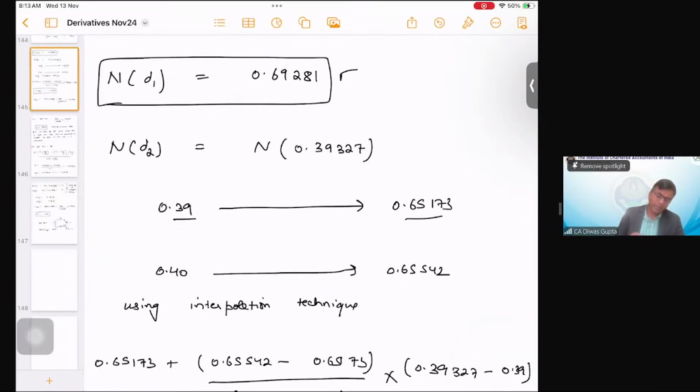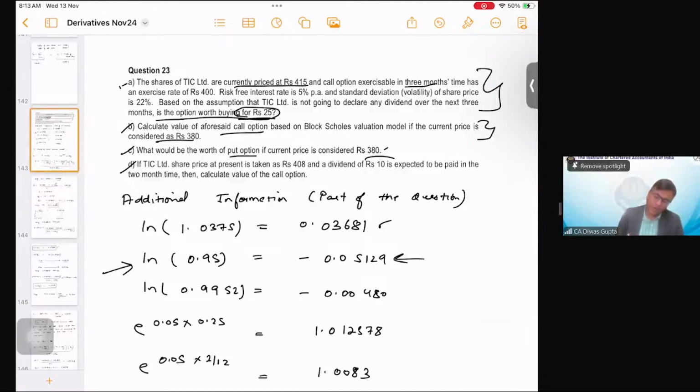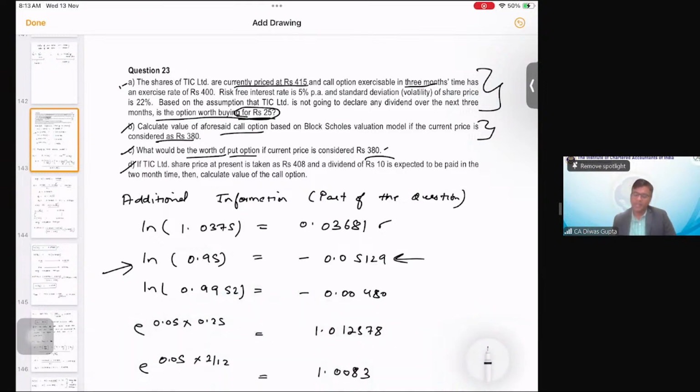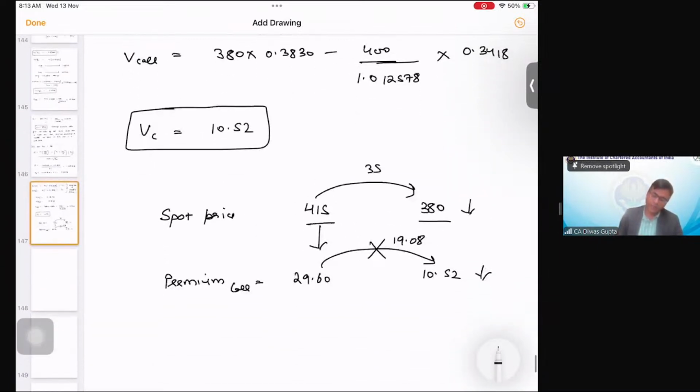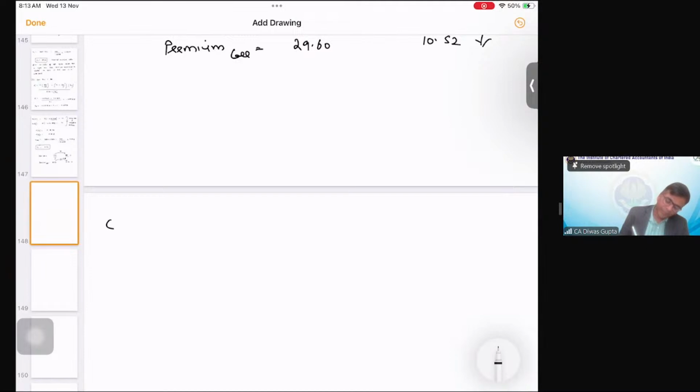Now the next part, students, what would be the worth of put option if current price is considered as 380? Now students, tell me, how should I calculate this? There are two options to calculate the put option. Can anyone tell me which way or which method we should use to calculate the value of a put option?